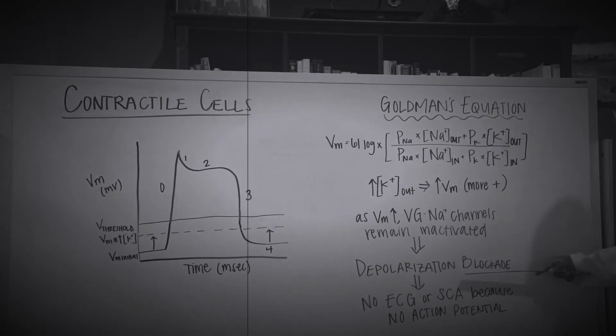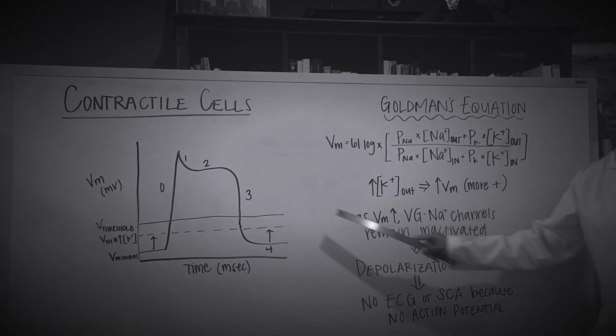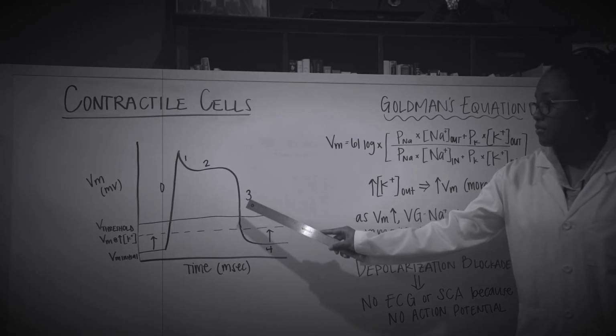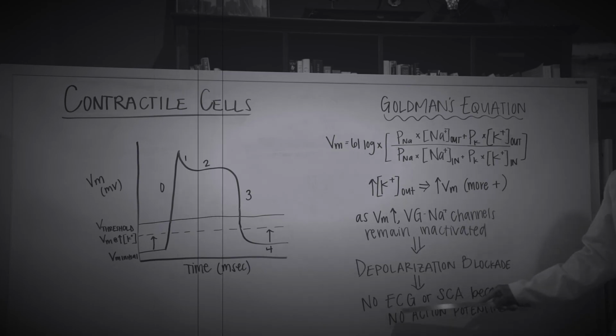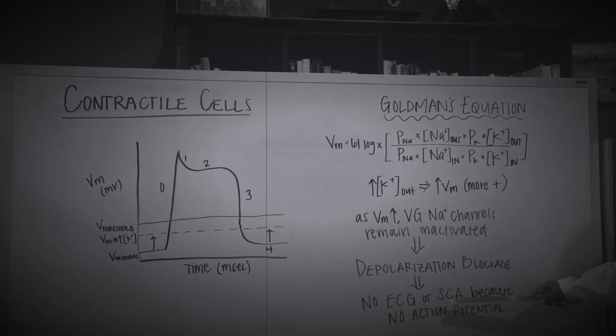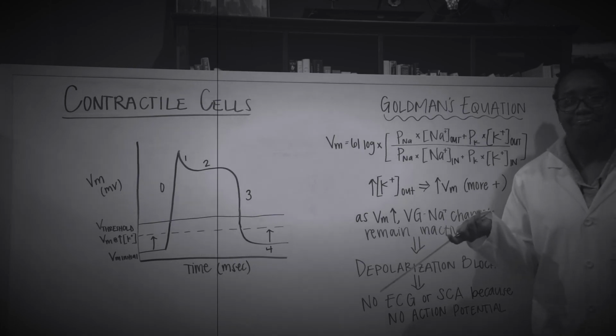This is known as a depolarization blockade. Since the sodium channels are inactivated, depolarization cannot occur, therefore there are no action potentials initiated. Since there are no action potentials, there is no recorded ECG and the muscle will not contract, resulting in an SCA of 0.